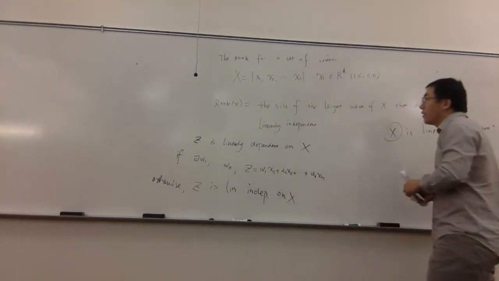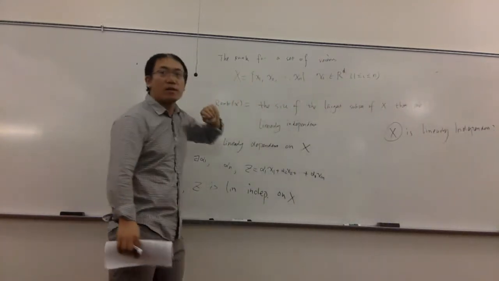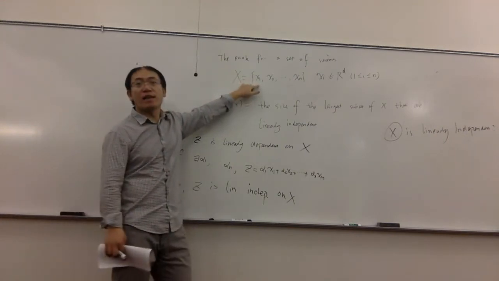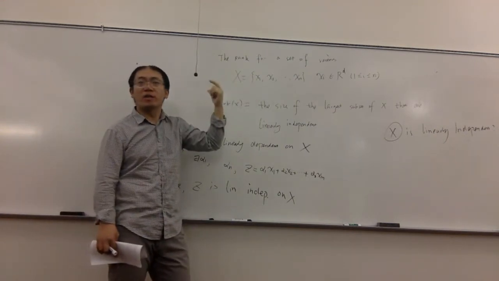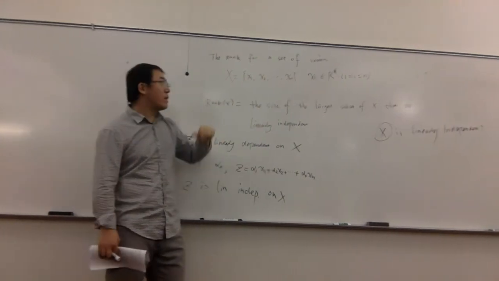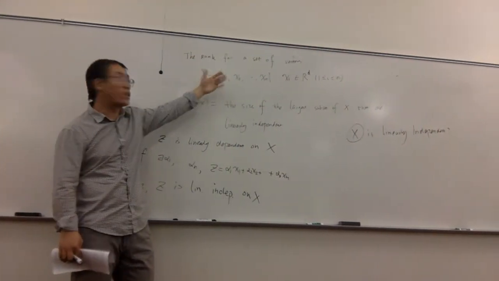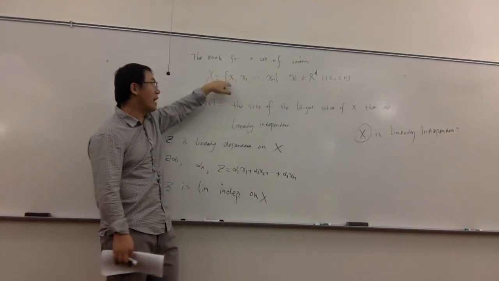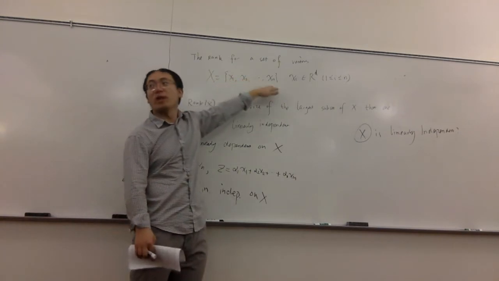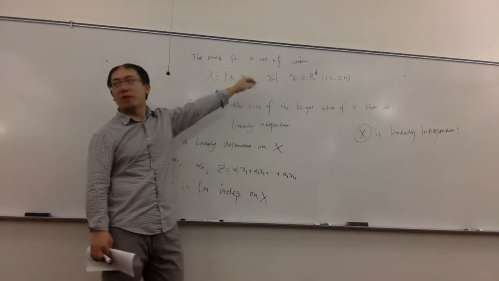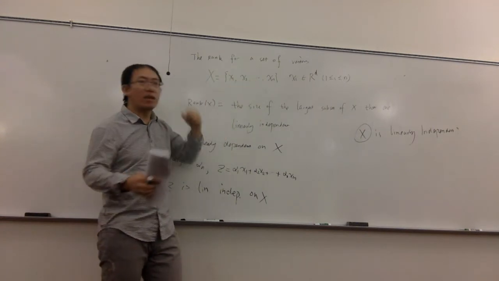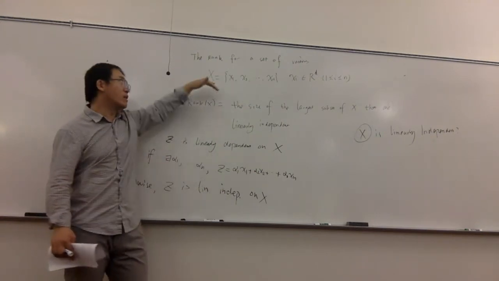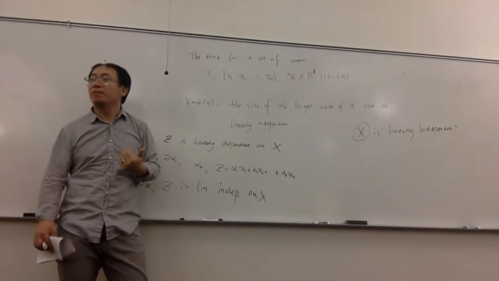So when we say a set of vectors, big X, is linearly independent, it means that any vector in this set cannot be expressed as a linear combination of the remaining vectors. So x1 cannot be expressed as a linear combination of x2, x3 to xn, right? x2 cannot be expressed as a linear combination of x1, x3, x4 until xn, right? And you can check for every vector. If every vector in this set cannot be expressed by a linear combination of the remaining vectors, then we say the whole vector set X is linearly independent.